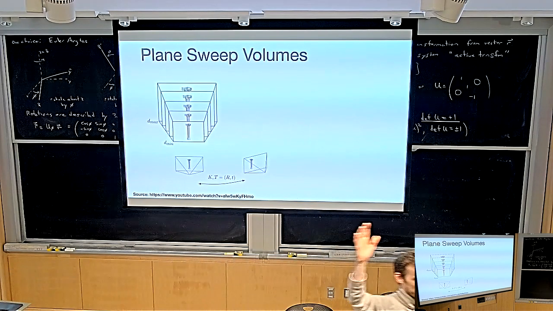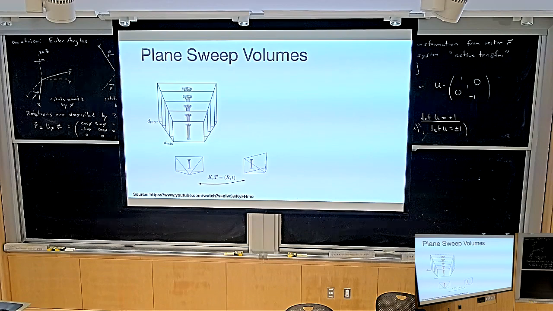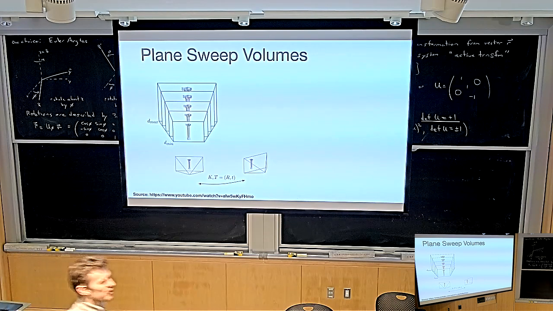Has anyone heard about plane sweep volumes? Excellent. It's a really neat algorithm, and it's going to relate to our epipolar line geometry shenanigans. So what is the idea of plane sweep volumes? Imagine you have two frames, and you know their intrinsics and extrinsics camera parameters. Now you want to estimate the depth in the coordinate frame of this camera. How are you going to do it? What plane sweep volume says is the following.